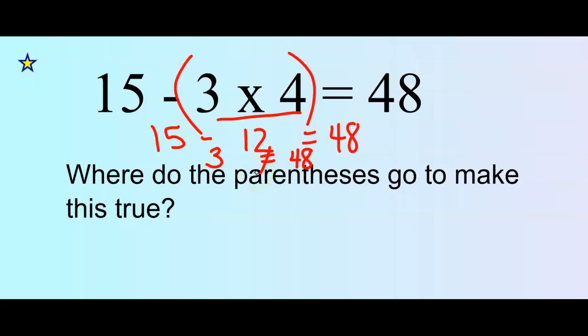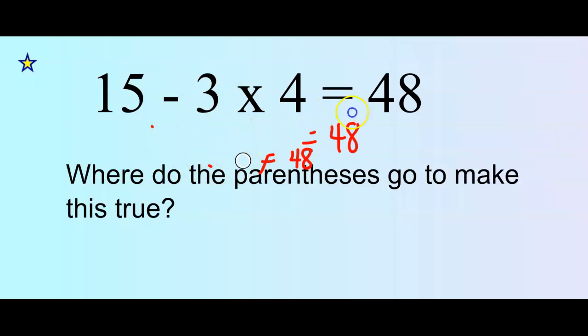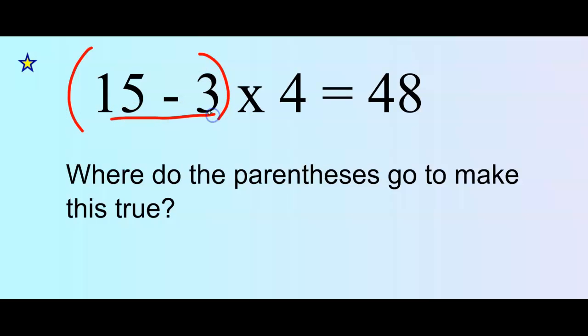So I feel like I did my math right. Let's check and put it around the other operation and see what happens there. Hopefully, fingers crossed, we end up with 48. So now I'm putting it around 15 minus 3. I'm going to do that step first, which 15 minus 3 is 12. Bring down the times, bring down the 4. So if I solve this, will it equal 48 or won't it?